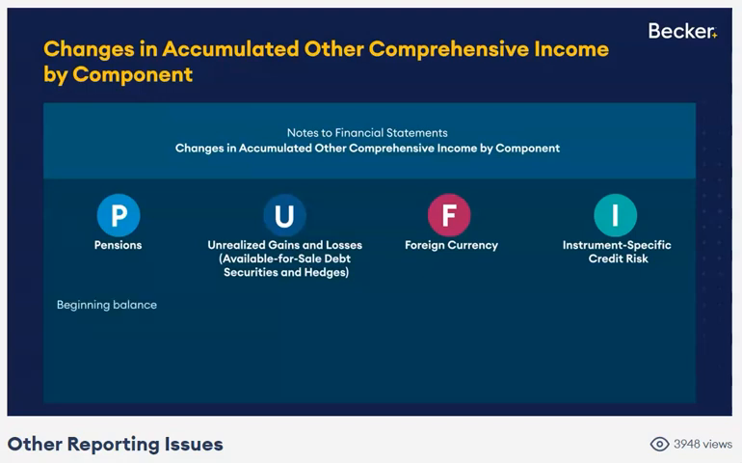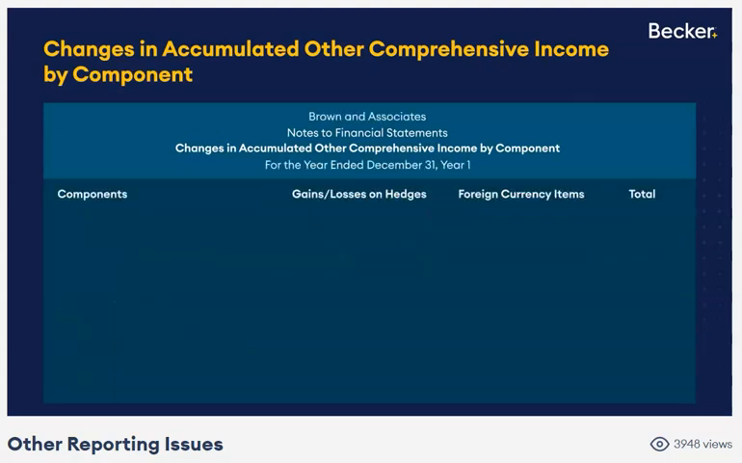Well, what was your beginning balance? Then plus or minus any current year gains or losses for the P, the U, the F, or I, plus or minus any reclassification adjustments for the P, the U, the F, the I, and then the ending balance for each and every category, the P, the U, the F, the I, all right? So that's what we have here.